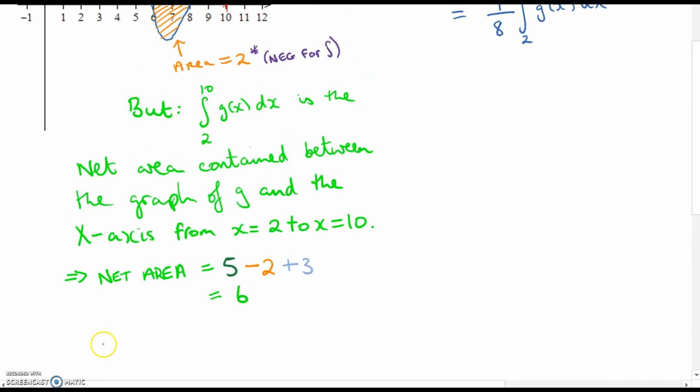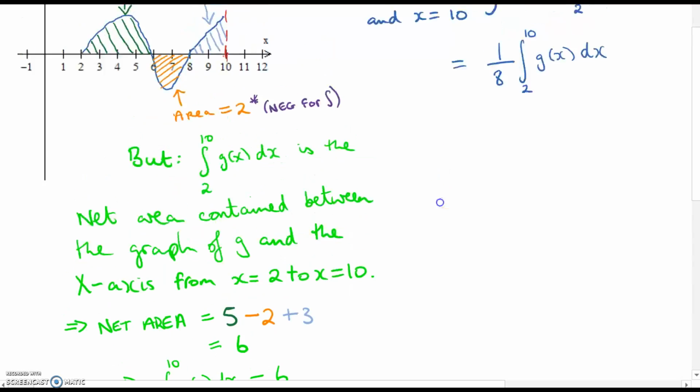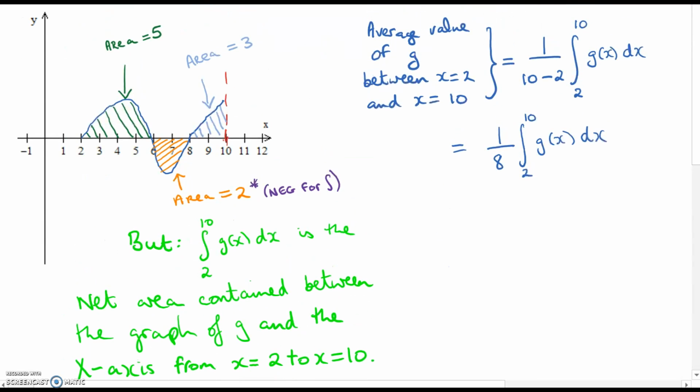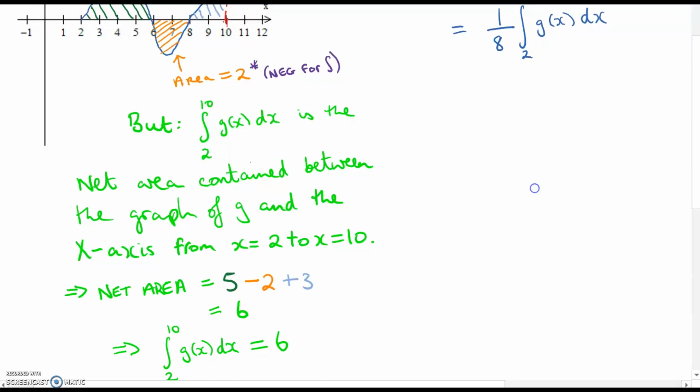So what that means, a very powerful idea, is that the integral from 2 to 10 of g of x dx is equal to 6. Now that's a huge idea, that link between area and integral. We're going to spend a lot more time on it later on, but I just want to bring it in now because it does appear in absolute value. Okay, so we're not finished. We have to go back and finish this problem.